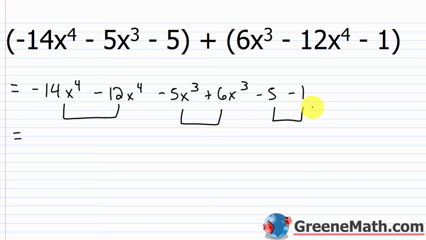So negative 14x to the 4th power minus 12x to the 4th power. Again, x to the 4th power stays the same. I just add the coefficients. So negative 14 minus 12 is going to be negative 26. So this would be negative 26x to the 4th power. And then if I look at negative 5x cubed plus 6x cubed, x cubed is going to stay the same. I just add the coefficients. So what is negative 5 plus 6? That's 1. So this is going to be plus 1x cubed, or just x cubed. And then lastly, I have negative 5 minus 1. And we know that's going to be negative 6. So then minus 6. And this is already written in standard form.